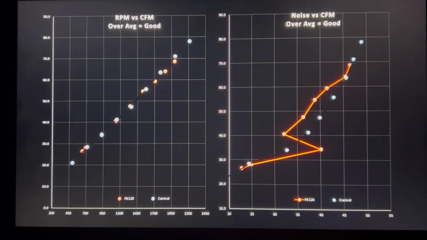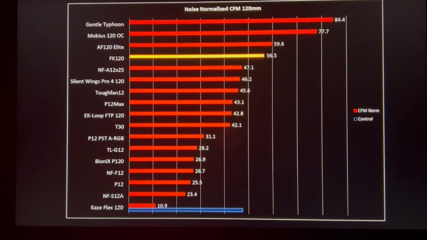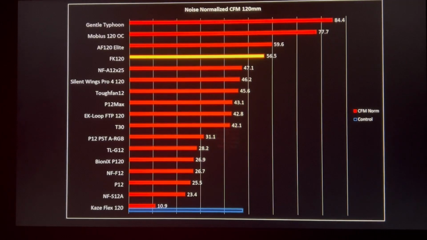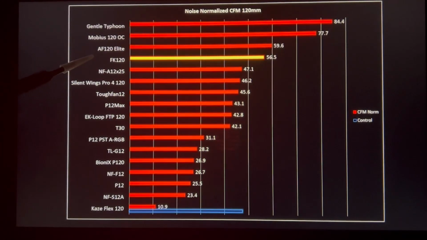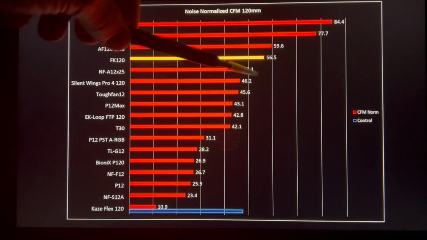It's what a lot of other reviewers do. Continuing our trend with noise normalized value, or CFM values, this one is noise normalized. Where does the FK rank? Well, it is definitely a good performer. Here's the A12X25 at 47.1 cubic feet per minute of airflow.